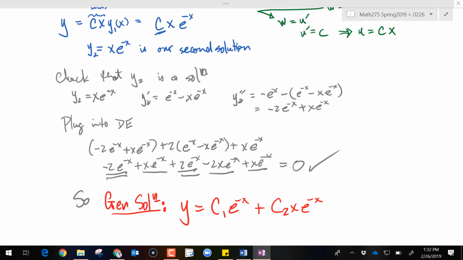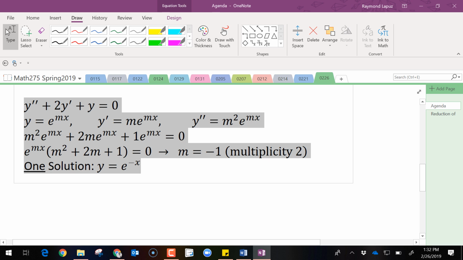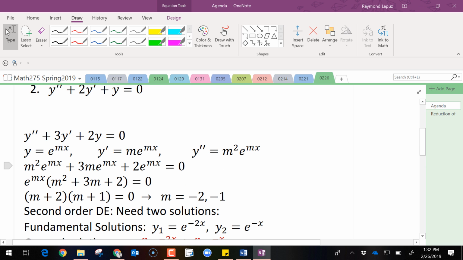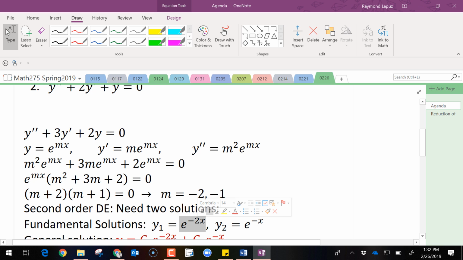Now, if we take our first example in our warm-up and say we just found one solution instead of two, if we take our first solution and just say e to the negative 2x is a solution that we got, and say we didn't know that this was a solution, what you could do is use a reduction of order on this solution with this differential equation, and then somehow you're going to come up with e to the negative x as the second solution after you simplify things. Okay, so that's how it'll work.